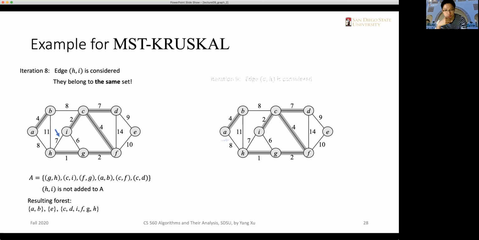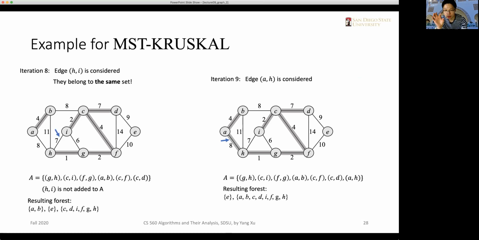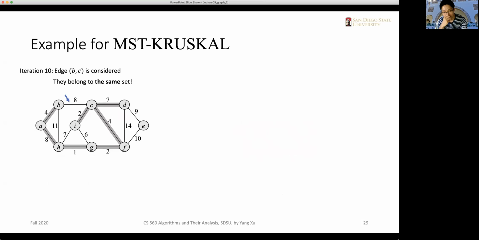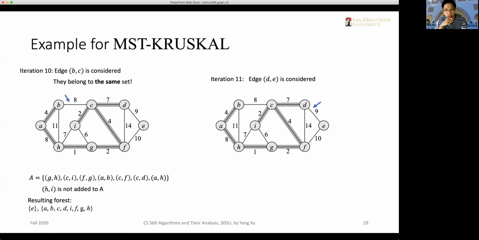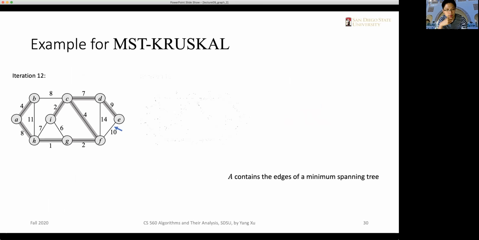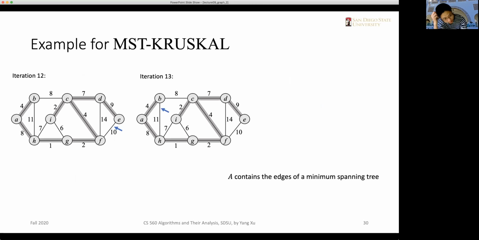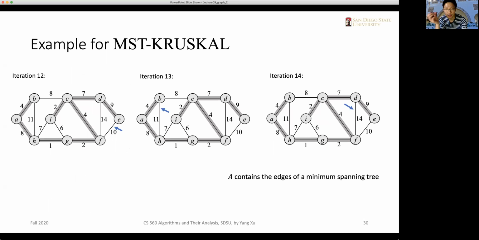Okay, so the next one being considered is AH. AH will be considered, and then the sets will be merged. And BC will not be considered because they are already in the same sets. Lastly, we have DE. Okay, DE is considered. All right, now we'll consider the rest of the edges, and they will not be considered because all the elements are in the same tree. All the elements are in the same set.